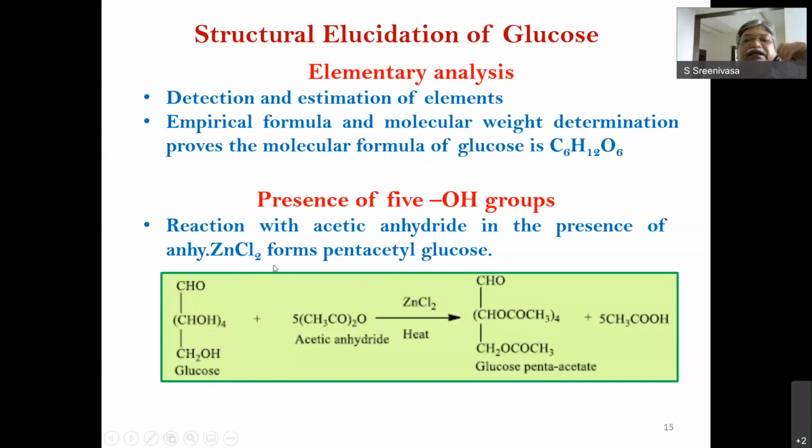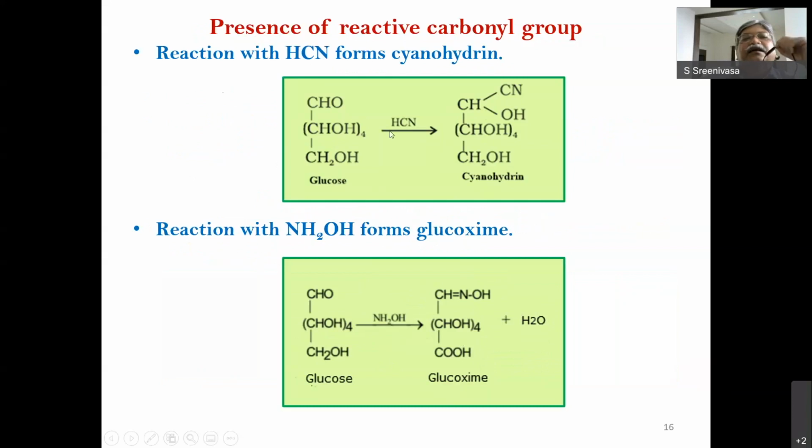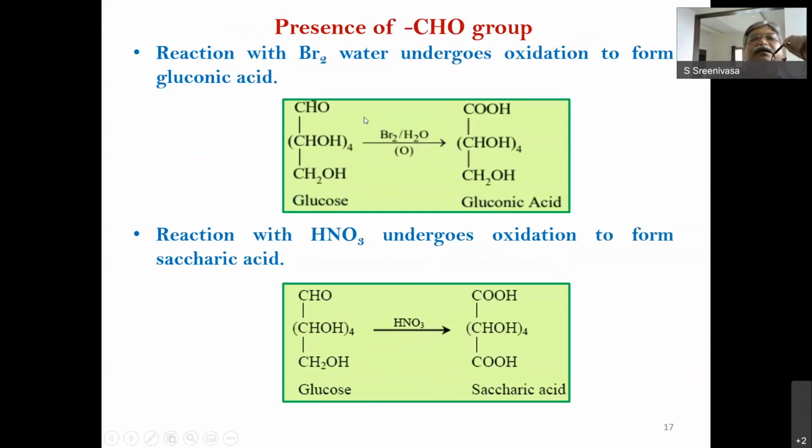Then, based on the chemical reactions, let us assume that we don't know the structure of glucose. Glucose consumes 5 molecules of acetic anhydride, which indicates that there are 5 OH groups in glucose. A penta-acetyl derivative will be formed. It reacts with hydrogen cyanide, indicating that it contains an aldehyde group. It reacts with hydroxylamine to form an oxime. All these reactions indicate that glucose contains an aldehyde functional group. It undergoes easy oxidation, which also indicates that it contains an aldehyde. It's not a keto group.